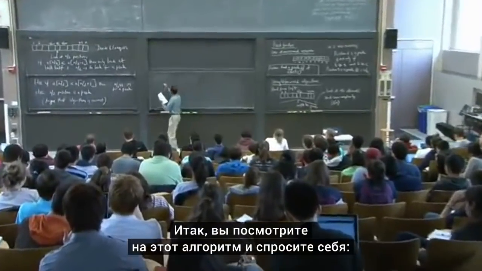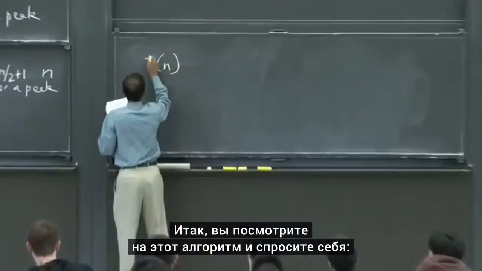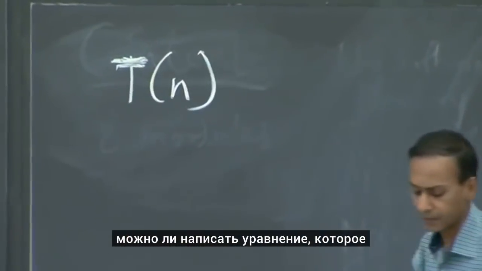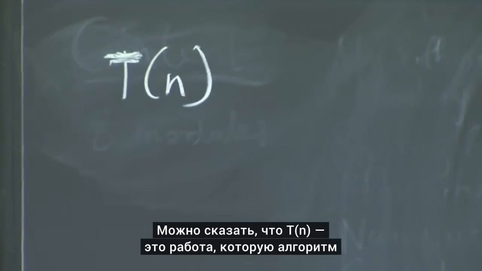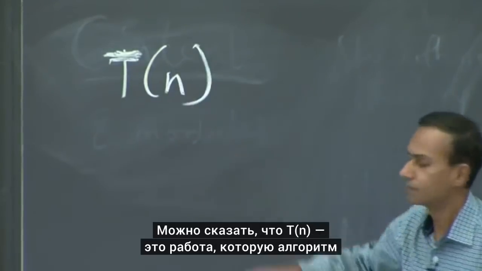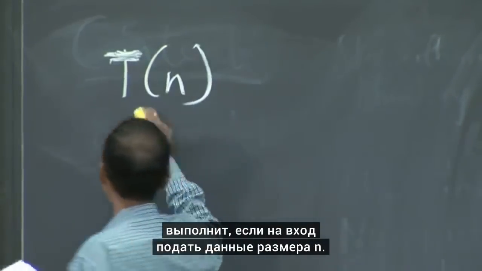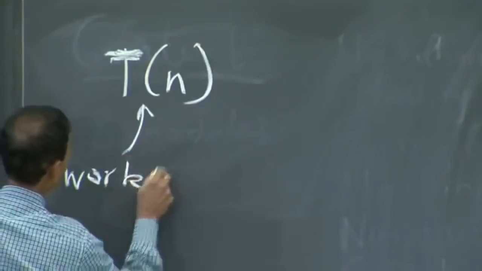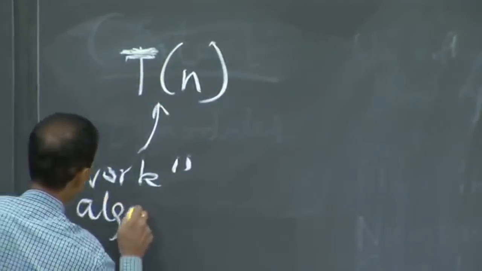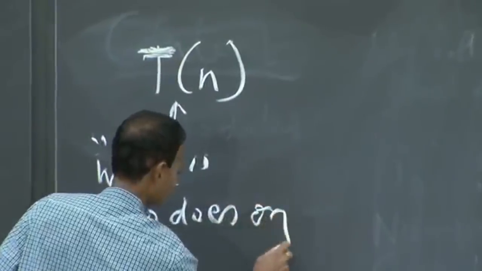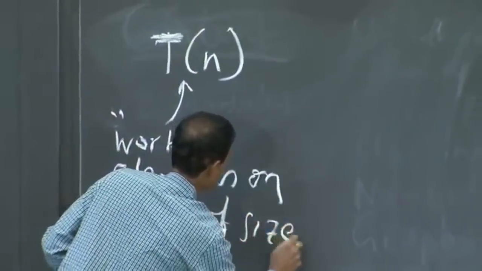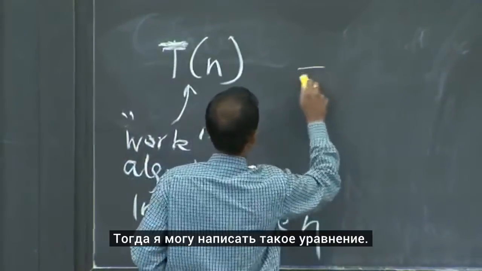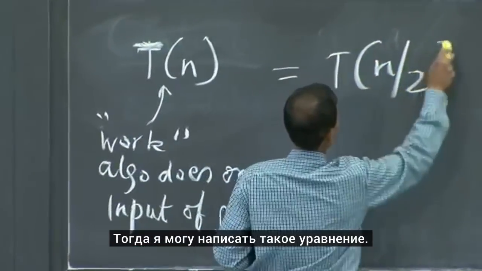So if you look at this algorithm and you say, from a computation standpoint, can I write an equation corresponding to the execution of this algorithm? And you say T of n is the work that this algorithm does on an input of size n. Then I can write this equation.